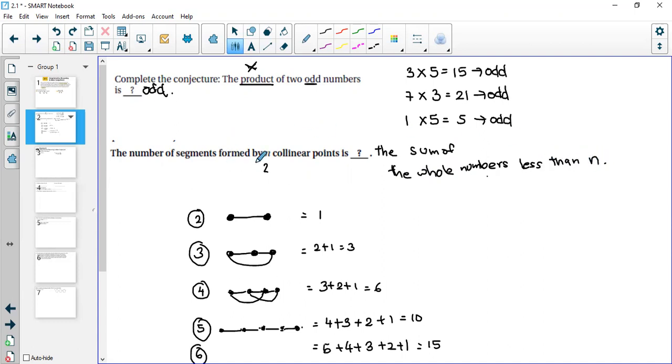Alright, so when you do not understand something, put it into a drawing, because as I have already told you, our brain tends to understand pictures more than words and numbers. So whenever you have a problem, replace this with a number. Like n collinear points, we do not know, so I started with 2 by drawing 2 collinear points and finding out how many segments that would make, so that you could continue the pattern and find out what the conjecture for this question is going to be. So for this question, it's going to be the sum of the whole numbers less than n.